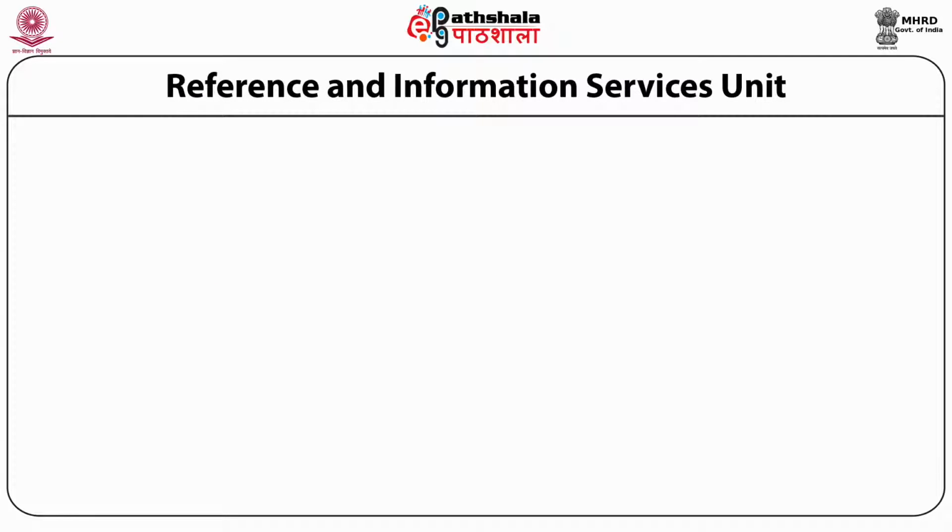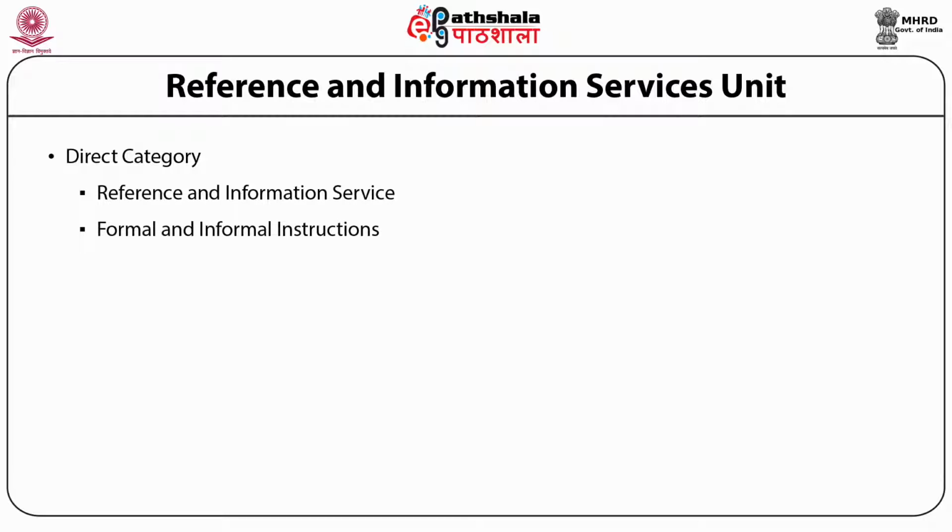Reference and Information Services Unit. The function of this unit is to provide reference and information services to the library users. Work related to this unit falls into two categories, direct and indirect. Direct type of work covers all front-end services, which are provided by the section to the library users. This covers providing reference and information service and formal and informal instructions to the users in the use of the library and its resources.